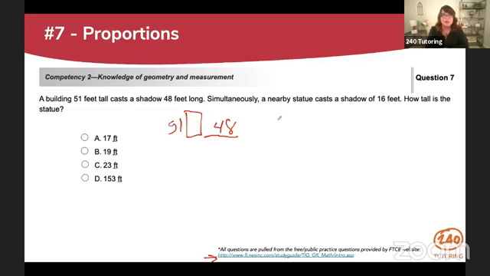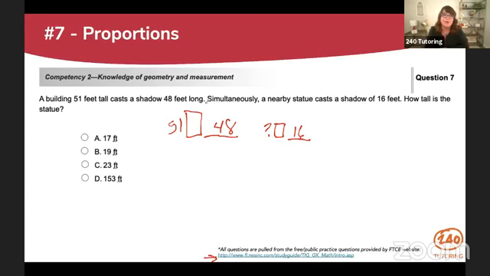And then I have a statue that we can tell is smaller, that we do not know how tall it is, but we do know that it's casting out a shadow of 16 feet. Now it says, how tall is the statue? Now you might be thinking, oh my goodness, how do I figure this out? There's a key word in here.